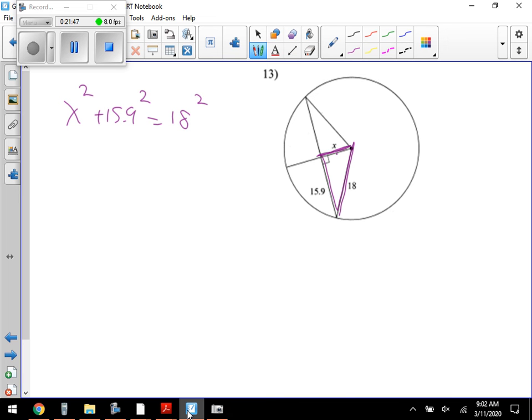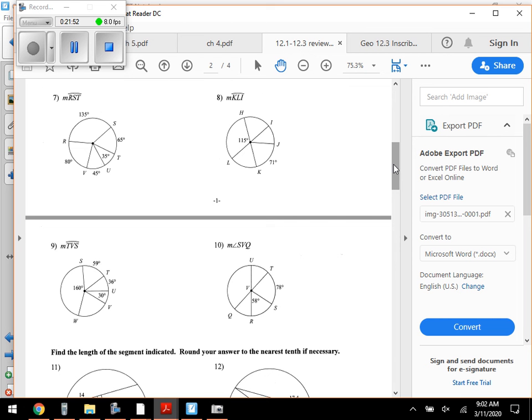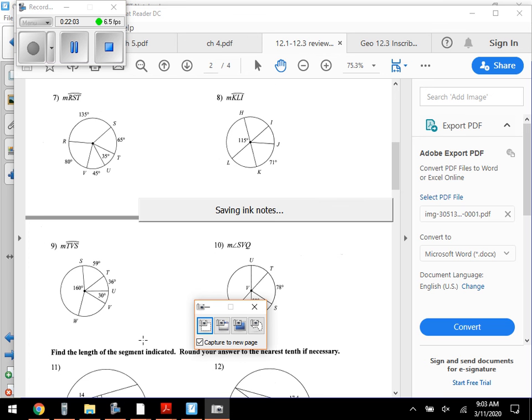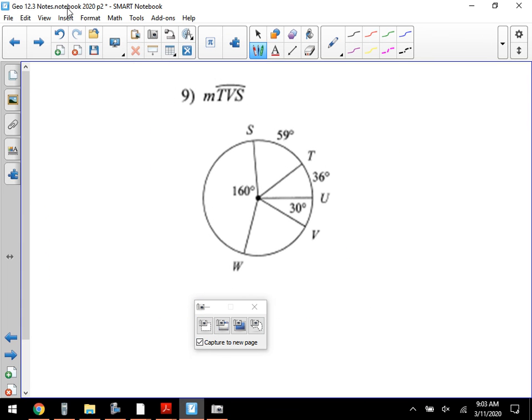9 and 10 is when you're working with your arcs and your central angles. Now, this is when you're looking at your arc measures, like you were talking about earlier. When you're talking about arc measures, the measure of the central angle is the measure of the arc. So, for example, number 9 is asking us to go ahead and find TVS.